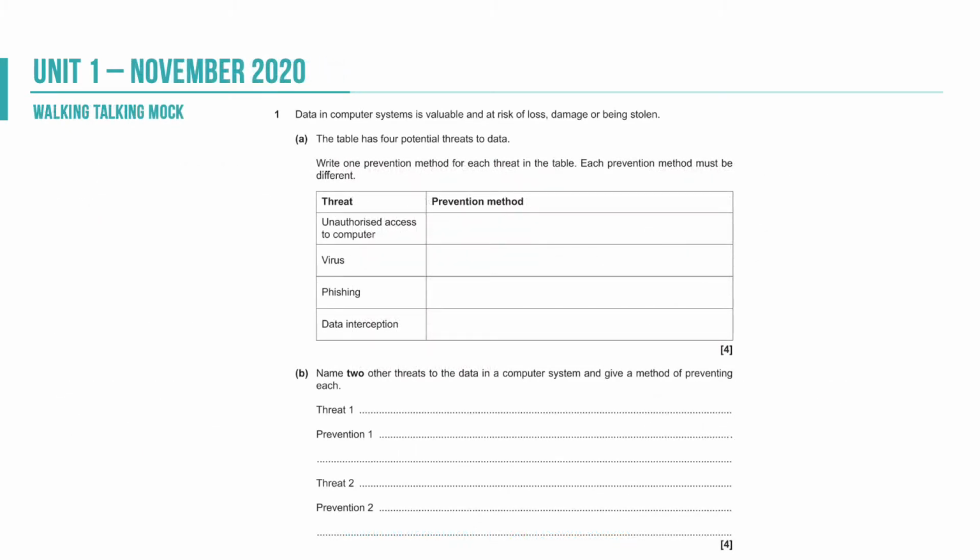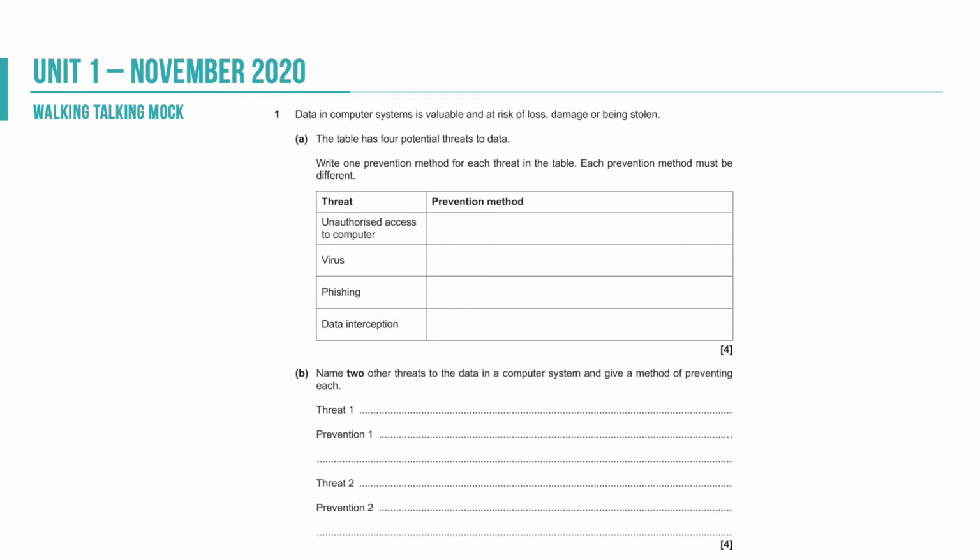So question 1 is looking at data in computer systems. It says it's valuable and at risk of loss, damage or being stolen. The table has 4 potential threats. We just need to write down one prevention method for each. So we are looking at 1 or 2 word answers here and we don't need to be writing a particularly large amount to get our first 4 marks. Remember, we only need 9 marks most years to get a grade 1, so 4 marks is going to get us well on the way to that point.